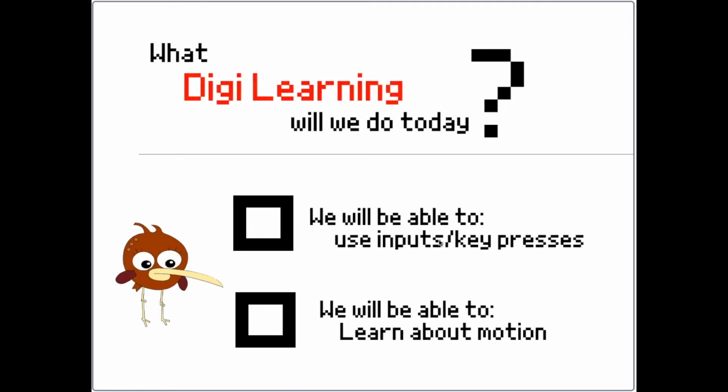Today we will be digi-learning to use inputs and key presses. So we're going to be looking at using letters and numbers and arrow keys, and whenever we press them, to make something happen. And then what we'll learn about is motion. So we'll learn about moving forward, and we'll learn about rotation. And we'll connect those two together so that we can actually move when we press the keys.